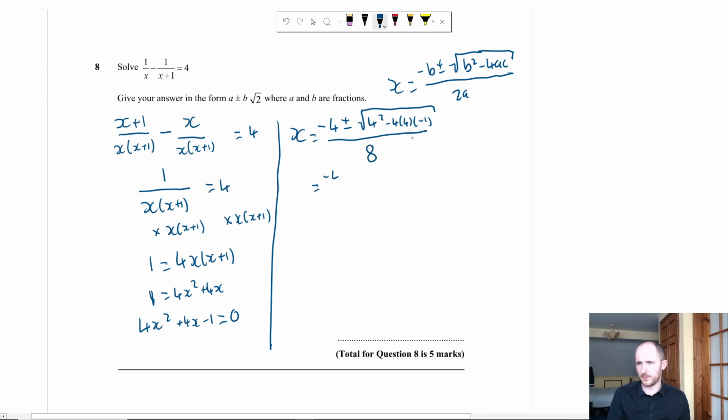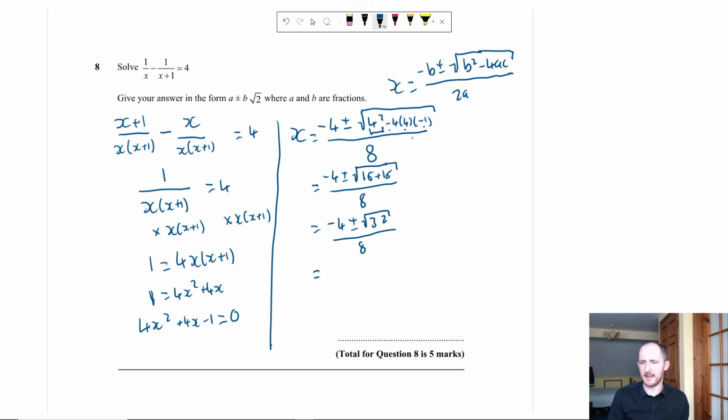So that's minus 4 plus minus square root. So we have 4 squared, which is 16. Then we have minus 4 times 4, which is minus 16, times minus 1 is plus 16. So that's 16 plus 16. Actually, I'll do it in 2 separate steps just to make it super clear. That gives me minus 4 plus minus square root of 32 over 8.